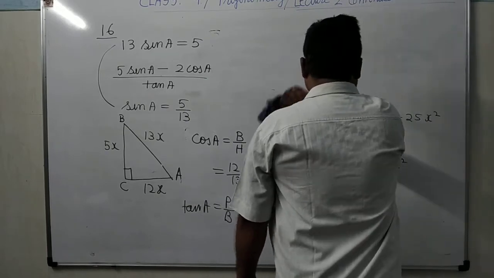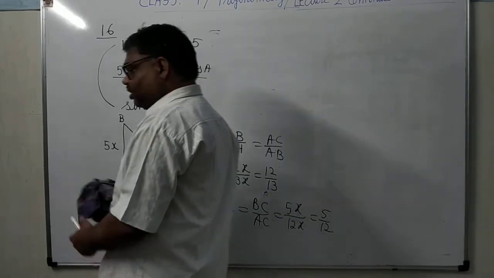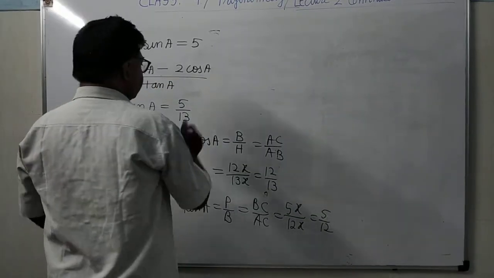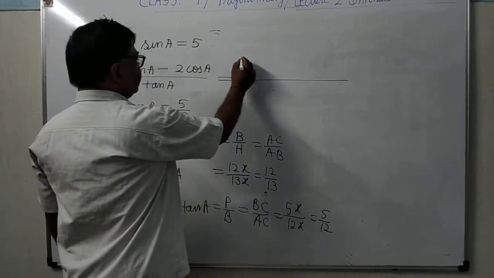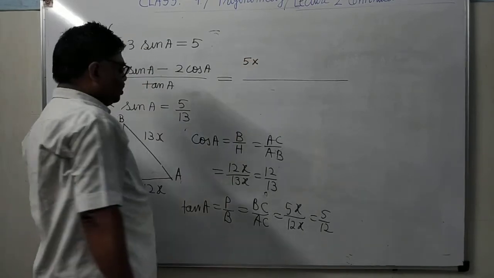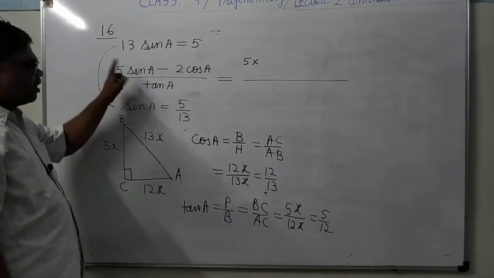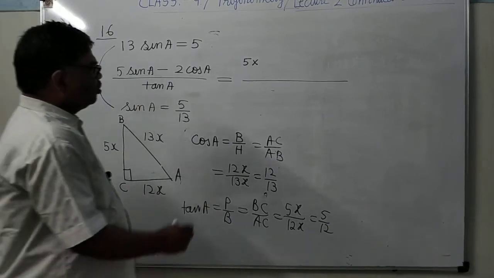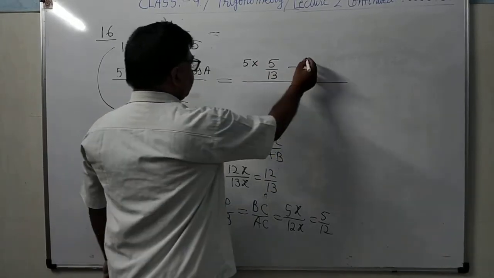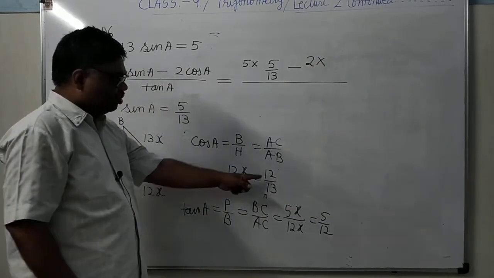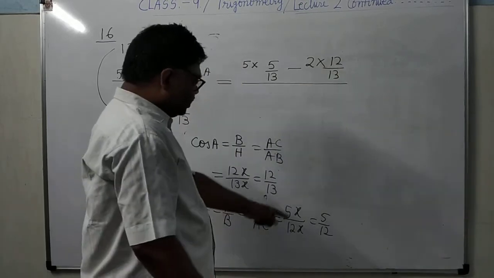It's clear? I don't think it is required to be done here, but I am doing it here. You can see how you will write. You draw the line. Then 5 sin A. So 5 you write a little bit up because the value of sin is in fraction, otherwise it will overlap. So 5 upon 13 minus 2 cos A. What is cos A? 12 upon 13. Then tan A is 5 upon 12.